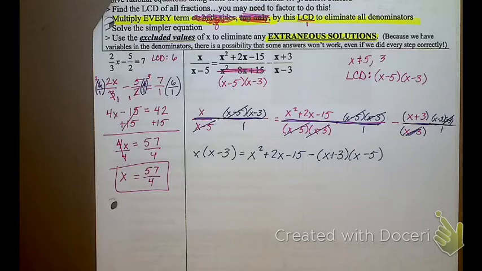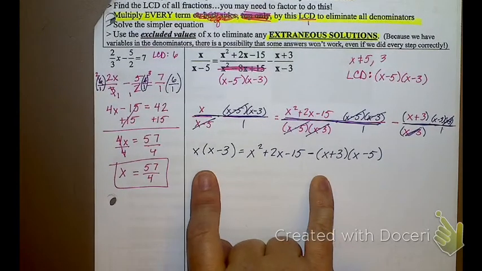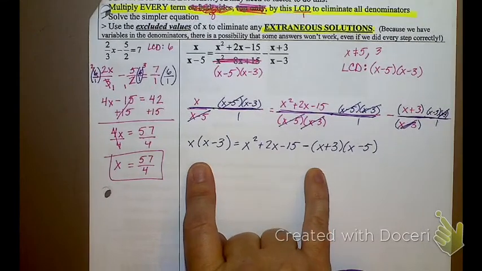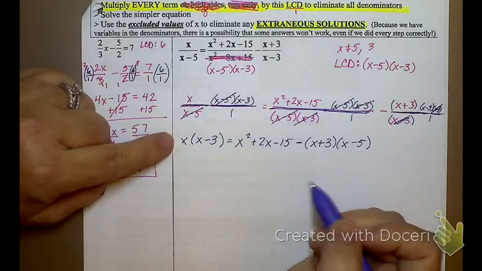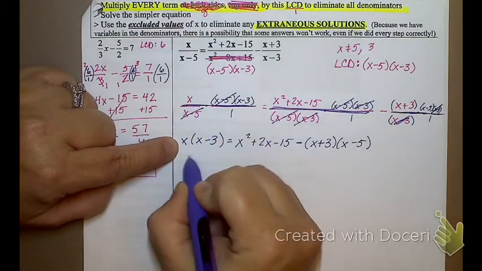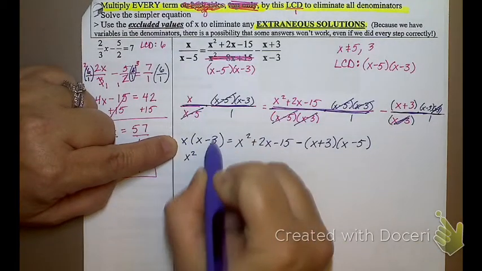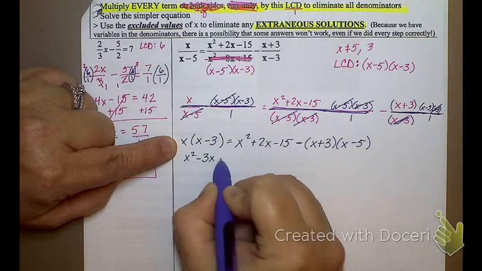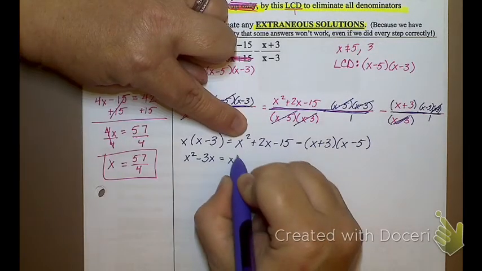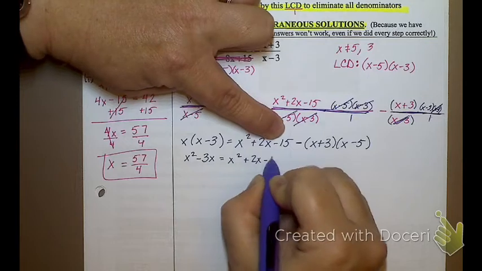So by multiplying everything by the LCD over 1, yeah, that's not a pretty equation, but I would take that any day over something with fractions, right? So let's do what we can with this. X times x, that's x squared, minus 3x, equals x squared plus 2x minus 15.